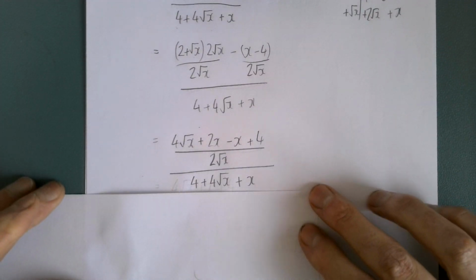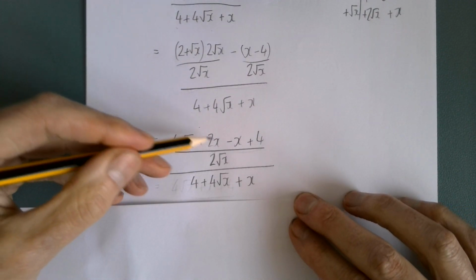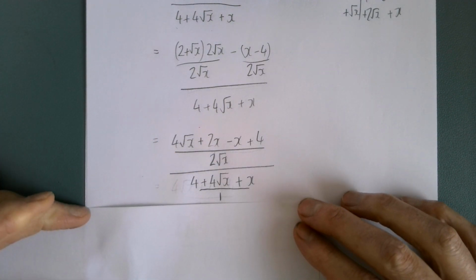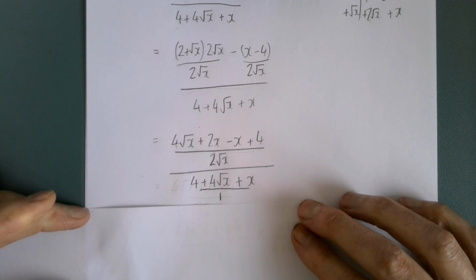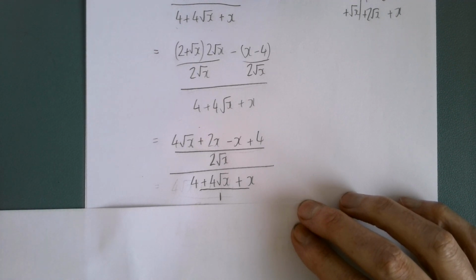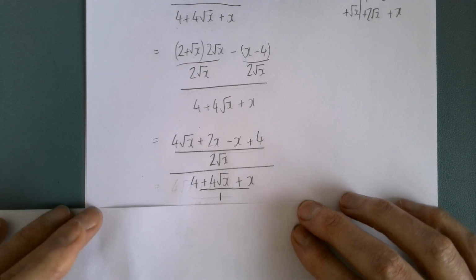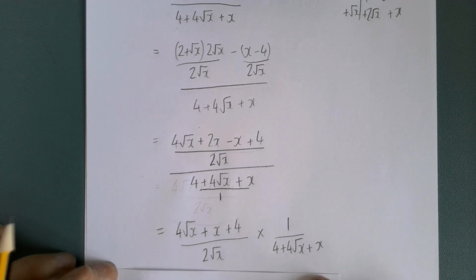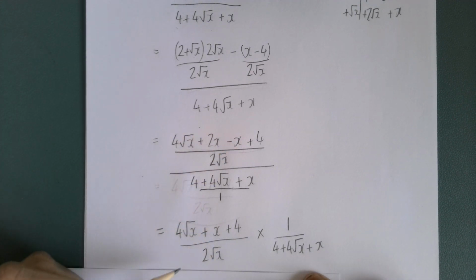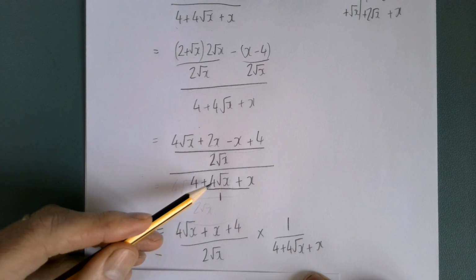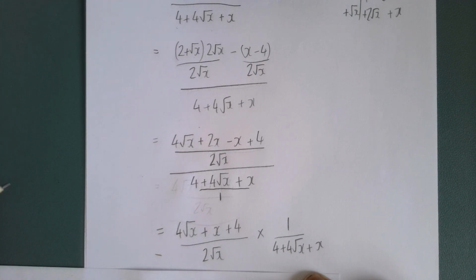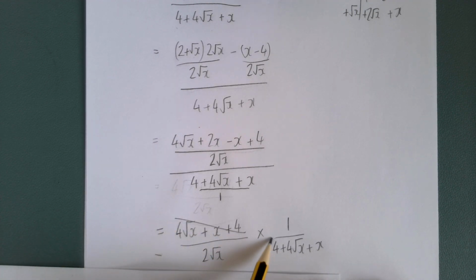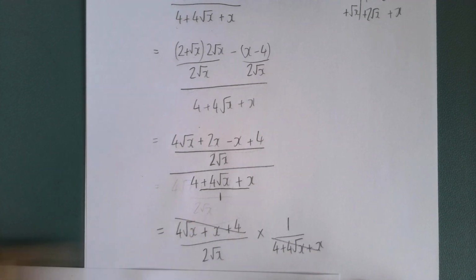Now, what I've effectively got here is this fraction divided by this fraction. 4 plus 4 root x plus x is 4 plus 4 root x plus x over 1. So I'm going to turn this into a fraction multiplication sum. So I've got that fraction multiplied by that fraction flipped over. And I hope you can see what happens here. These two things are the same, so they cancel out. So we get this rather sort of pleasing end.